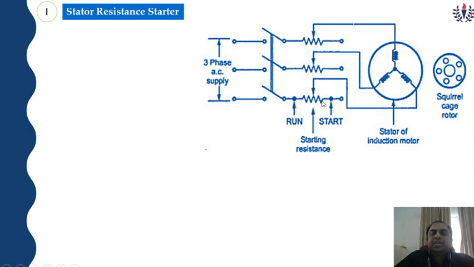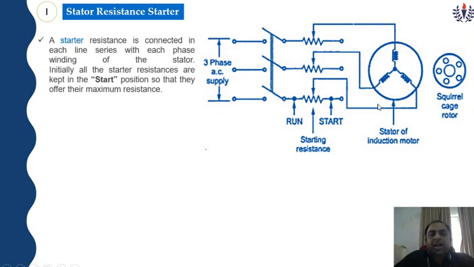In the resistance there will be a minimum and a maximum position. The minimum position we have fixed as start, and the maximum we have fixed as run. Then the squirrel cage rotor which we are using. A starter resistance is connected in each line in series with each phase winding of the stator.